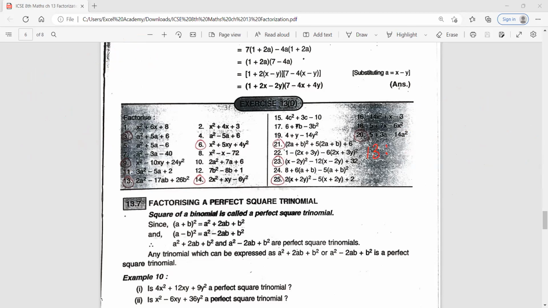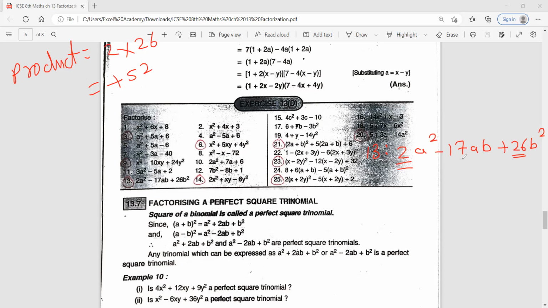13 अरे नहीं वो थोड़ा अलग है उसका सो 2a square minus 17ab plus 26b square. What is your job now? To find the product. Yes, product is 2 into 26 positive 52.